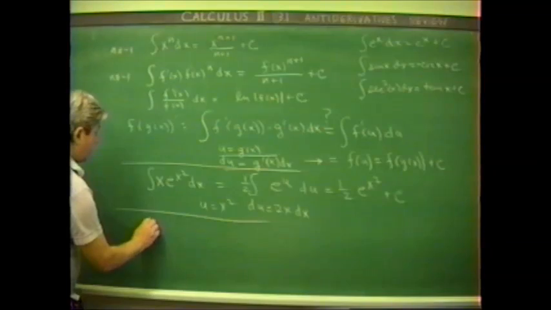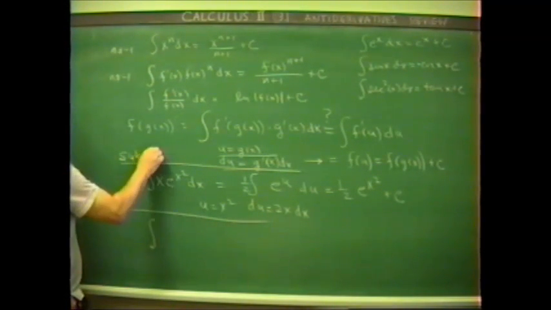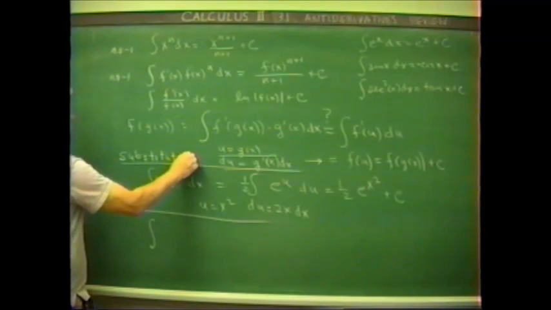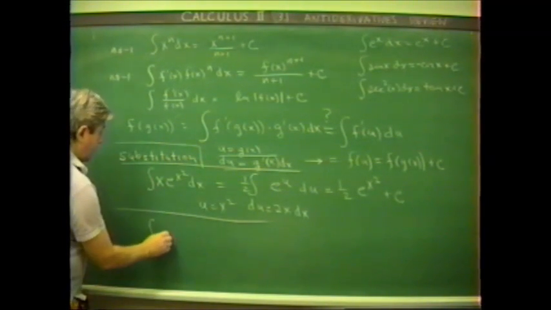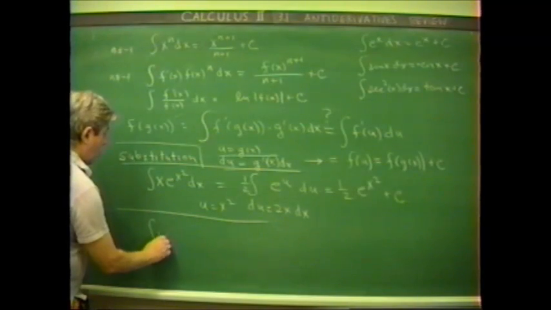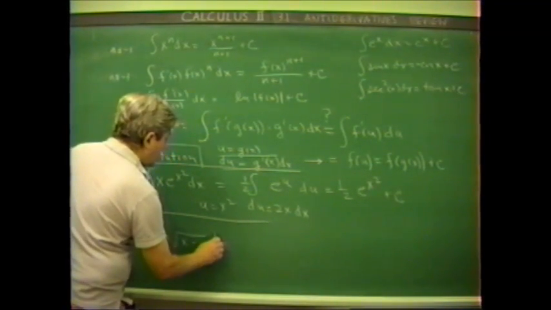Let's try another integration by substitution here. So this is substitution. Let's say 2x square root x minus 1 dx.